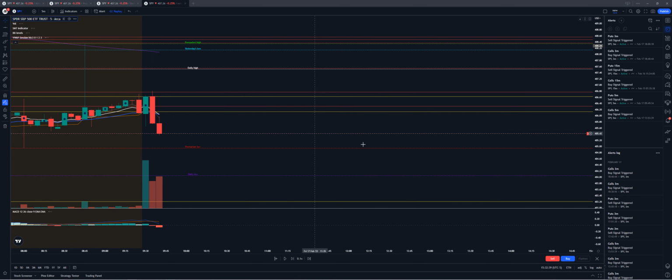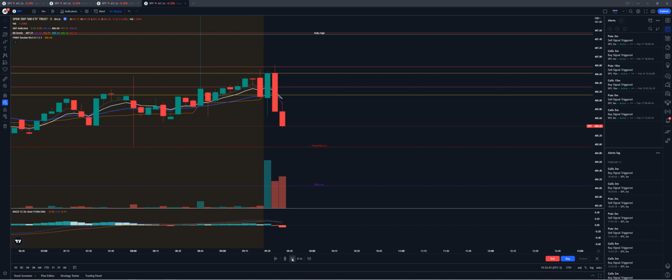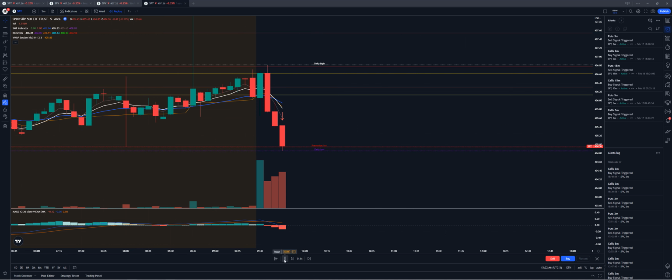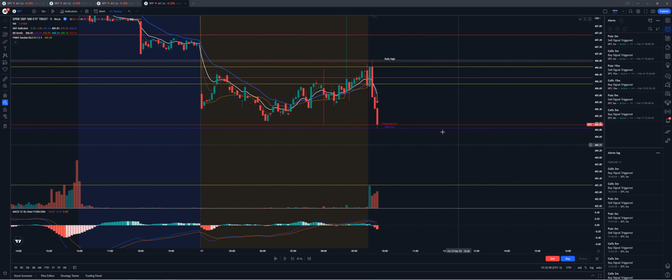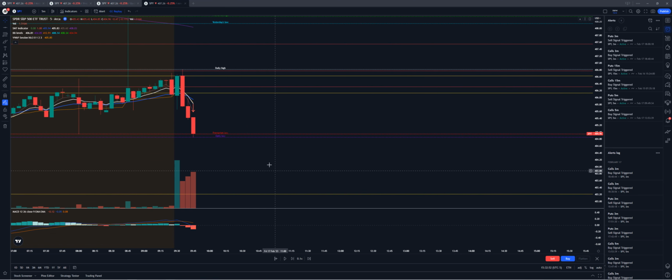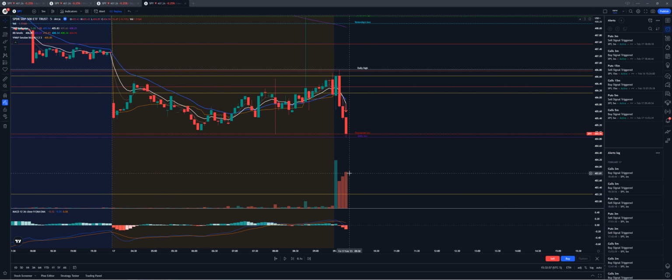All right, so first sell signal we get here, and I think this is actually the only signal we got on here. So there's a sell signal. Right here, we got the sell signal, and this is where I would have other things. I'd have my zones, I would have levels, things like that.